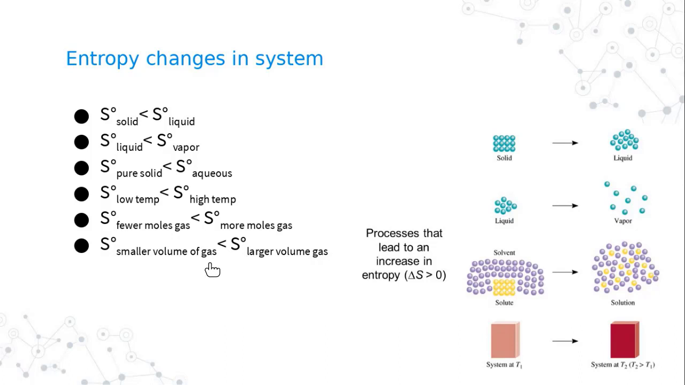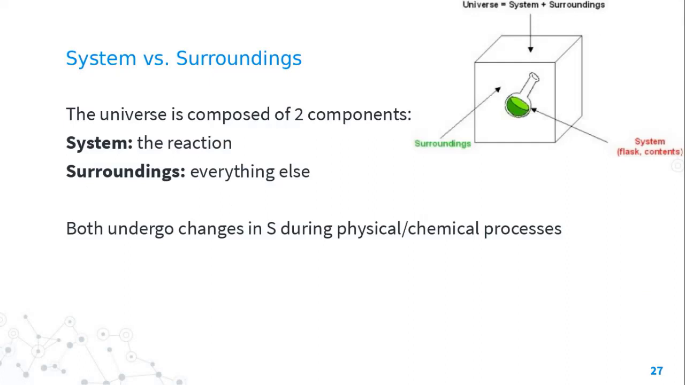And then finally, a smaller volume of gas has less entropy than a larger volume of gas, because if you have more space for them to move around, they can be in a lot of different positions and be more random and more chaotic.